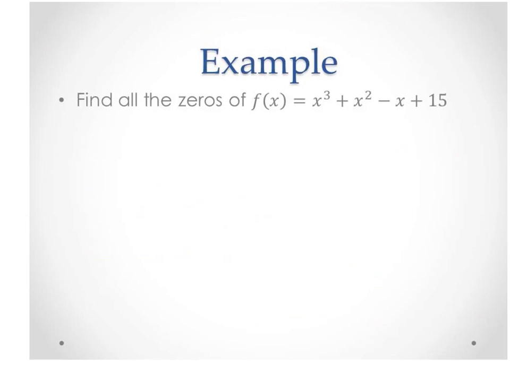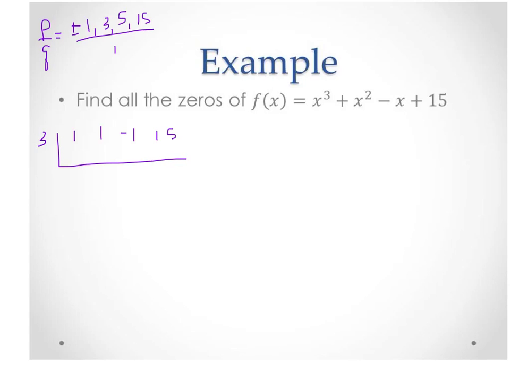Okay, so again, this is just a different set of directions, but find all the zeros here. So we're doing the same thing. You might start with your list of P over Q, so plus or minus 1, 3, 5, and 15 all over 1. You might graph it, because without graphing it, it's just a guess. So I'm going to try 3. Let's drop, multiply, add, multiply, add, multiply.